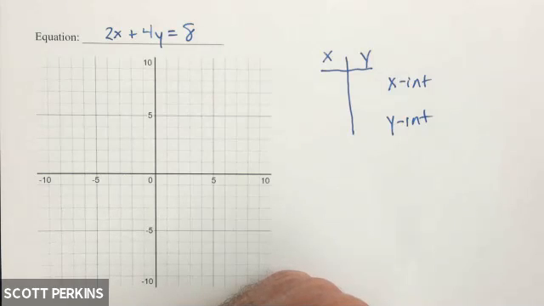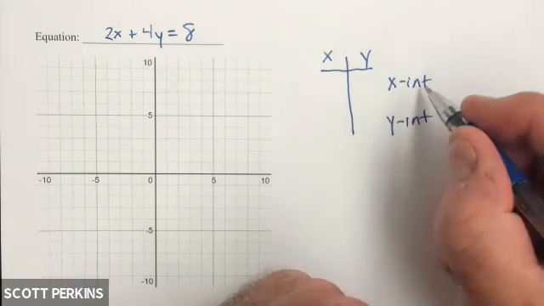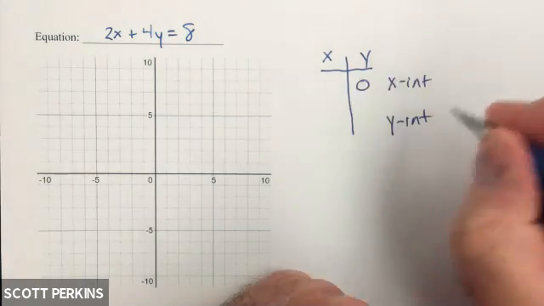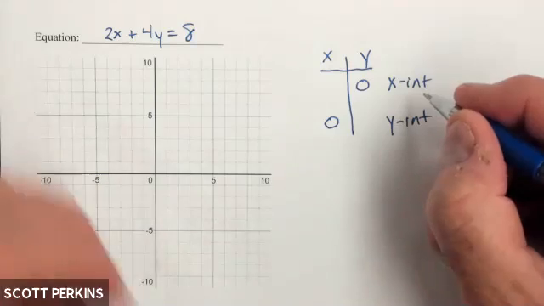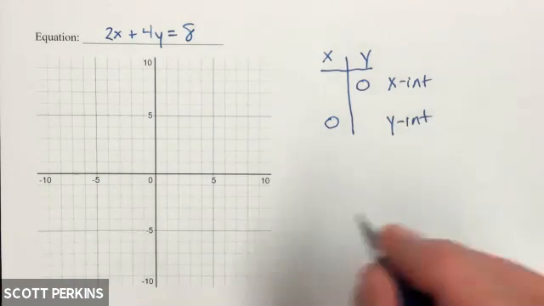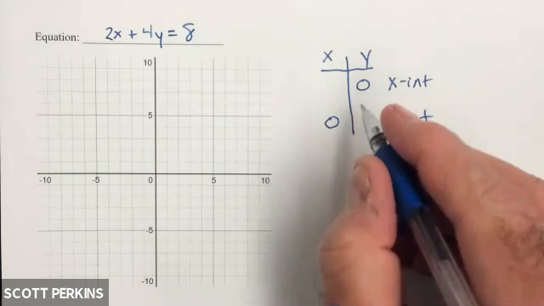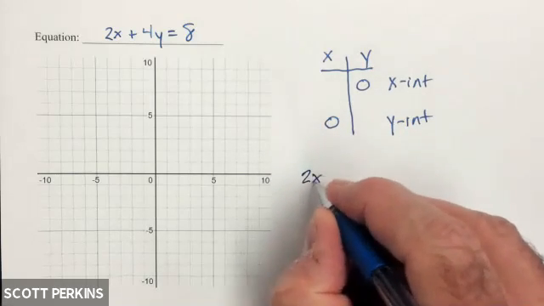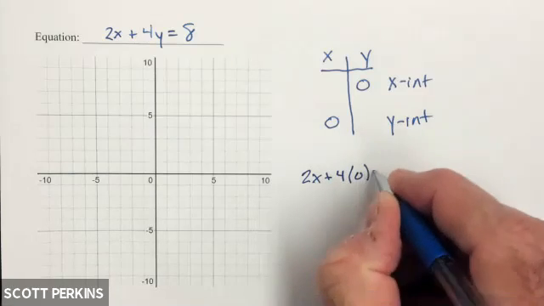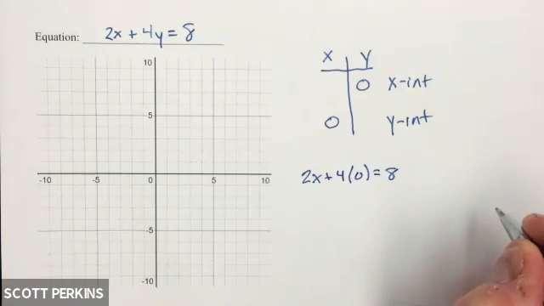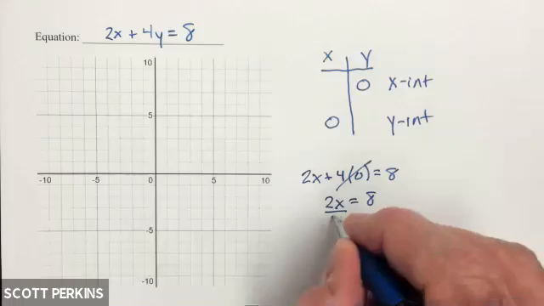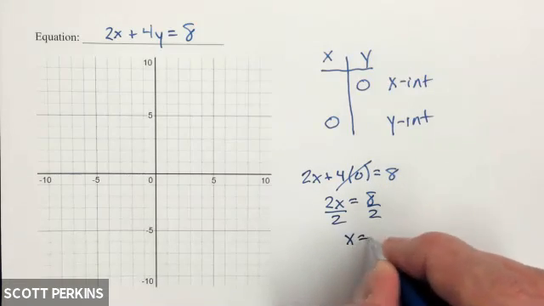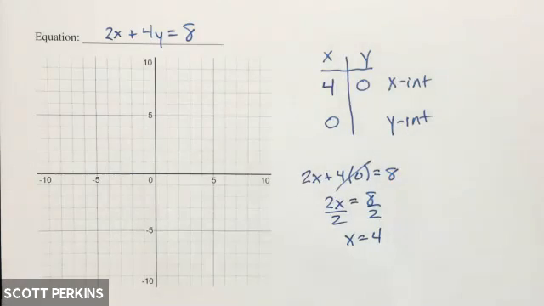Okay, so I asked you to do this using the intercepts. So we're going to find the x-intercept by plugging in 0 for y. We're going to find the y-intercept by plugging in 0 for x. So now the rest of the problem is just a little bit of an arithmetic deal here. So when I find the x-intercept, I've got 2x plus 4 times 0 is equal to 8. 4 times 0 is 0. I love that. 2x equals 8. And when I divide by 2, I get my x value is 4. So that's going to be my x-intercept is going to be 4, 0.